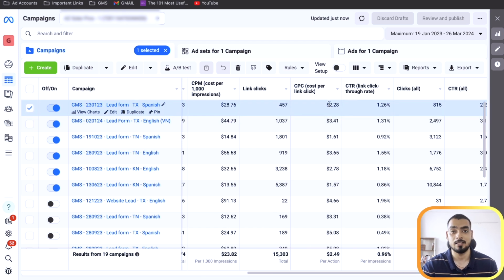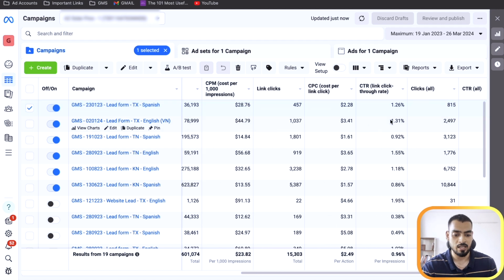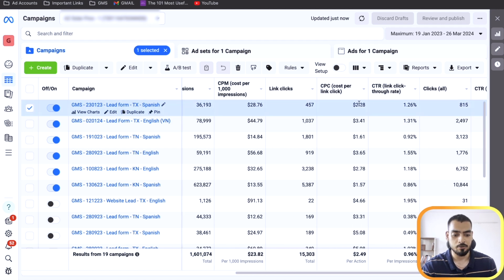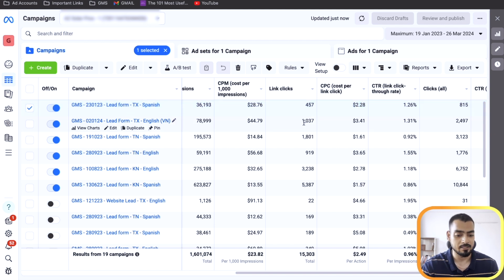CPC is basically cost per link click. So how much money we are spending to get one link click. You see we have all the link clicks here. You see our CPC. That means 457 people have clicked on the link, and it is costing us $2.28 for them to click on the link. Same goes for this campaign, and this campaign.